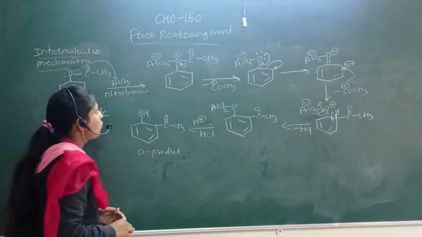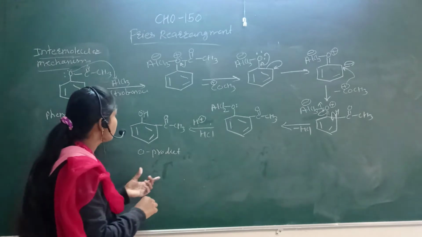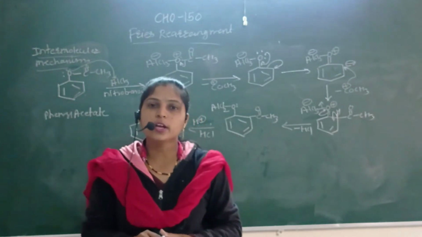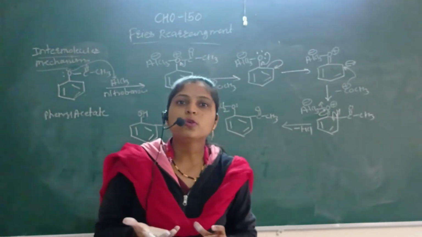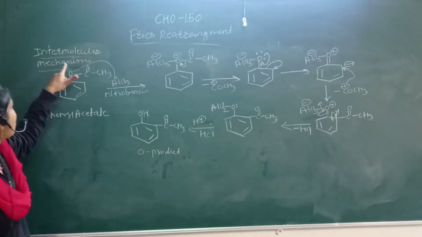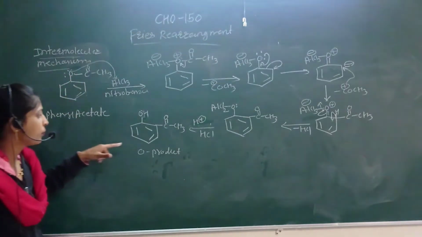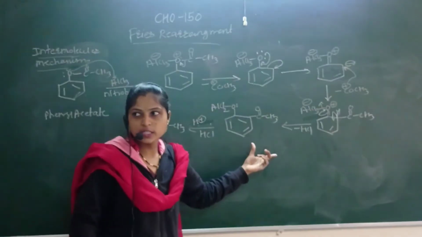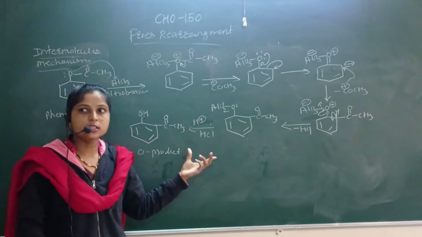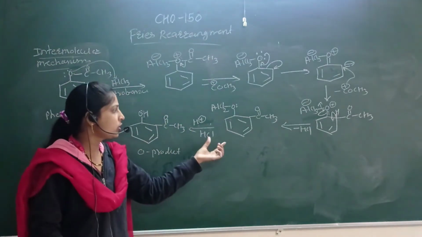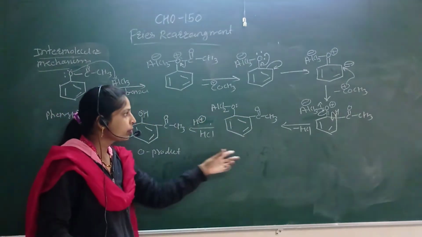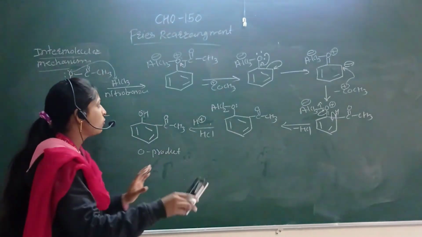This is the mechanism of Fries rearrangement. See here OH, C double bond O CH3. But in intermolecular hydrogen bonding, we get the para product, and in intramolecular hydrogen bonding, we get the ortho product. So we have to take here the intermolecular mechanism. This is the mechanism of Fries rearrangement. The mechanism for the ortho and para products is the same, with only a minor change. So in intermolecular hydrogen bonding, we get the para product. This is the overall reaction mechanism of Fries rearrangement.